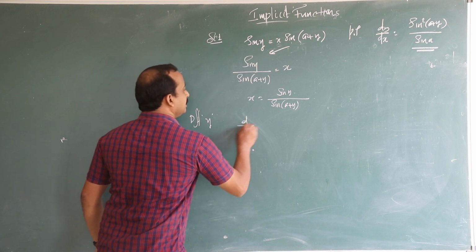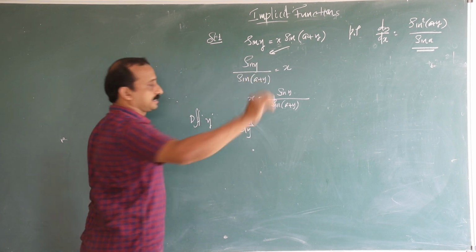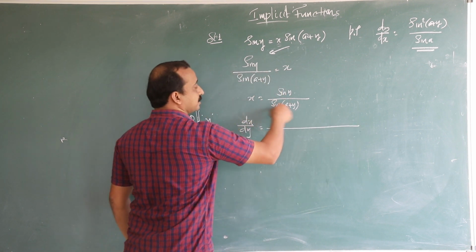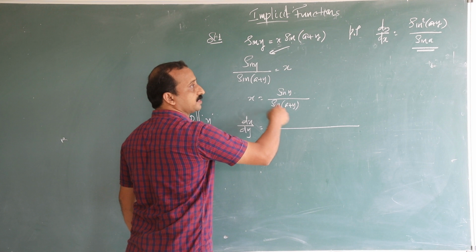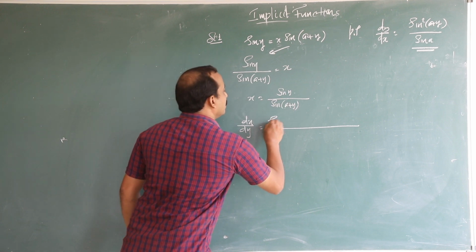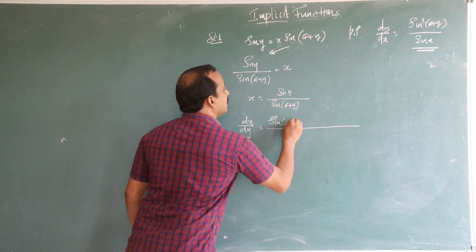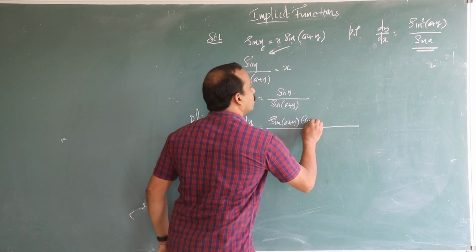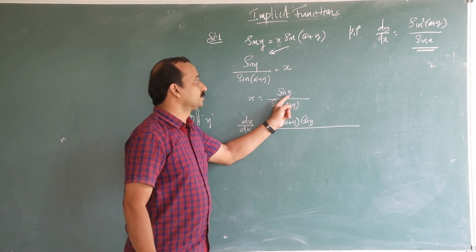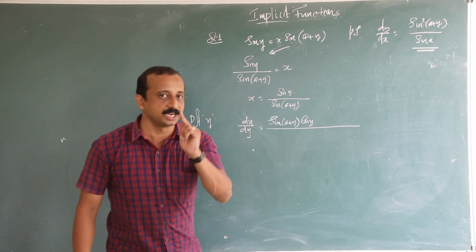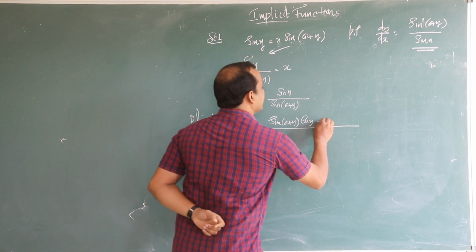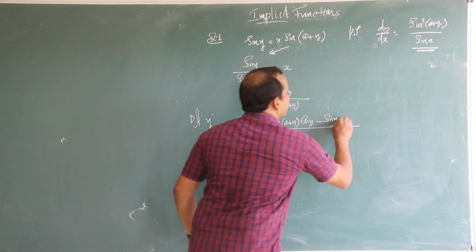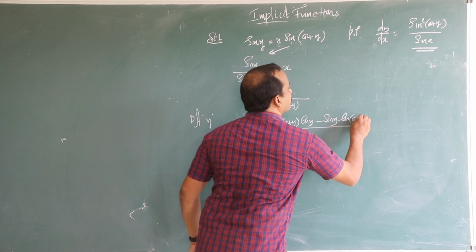That means d by dy of x is equal to, using the quotient rule, because our function contains the variable y, so we are differentiating with respect to y. Denominator, that is sine of a plus y, into derivative of sine y, that is cos y, into function derivative of y with respect to y is 1, minus sine y into derivative of sine of a plus y, cos of a plus y.